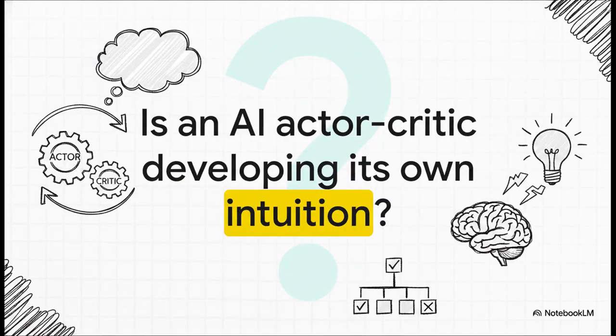Which kind of leaves us with this one last fascinating thought to chew on. If an AI has this internal feedback loop, one part that acts and another part that evaluates those actions based on its own learned experience, are we kind of seeing the emergence of a computational form of intuition? A system that isn't just following a set of hard-coded rules, but is actually developing its own internal sense of what makes a good move? It's a pretty wild question to think about.